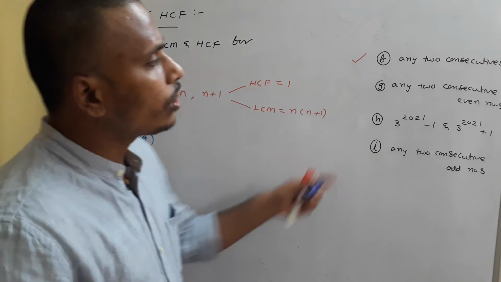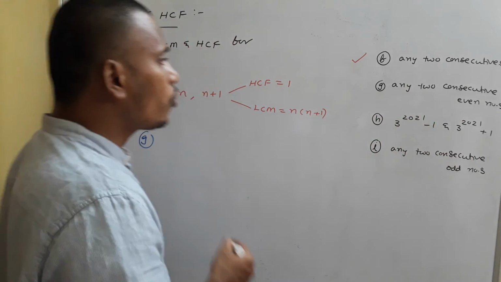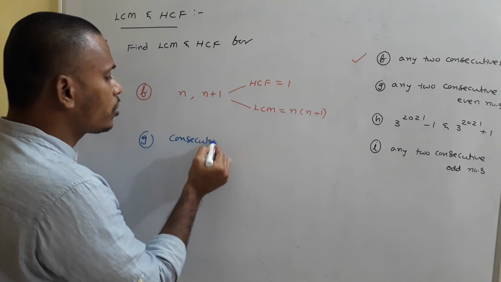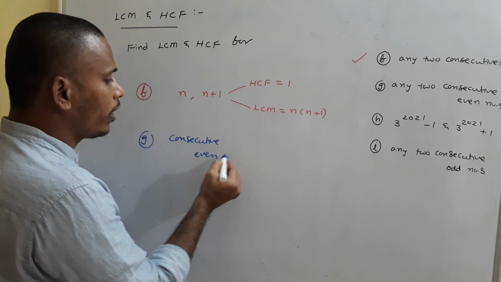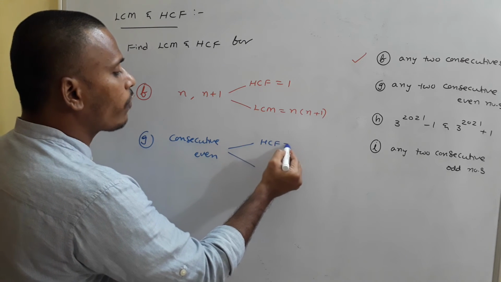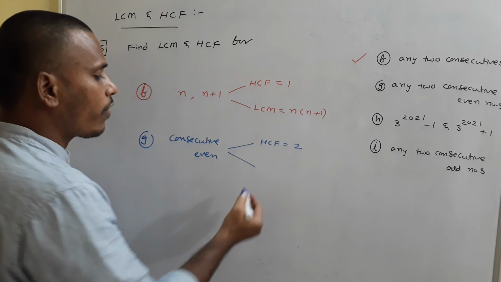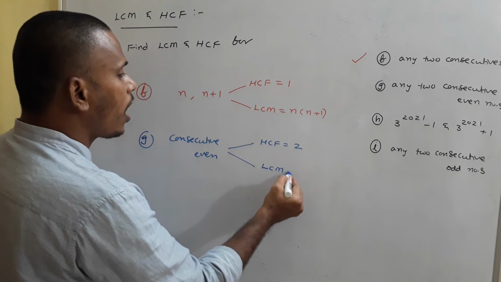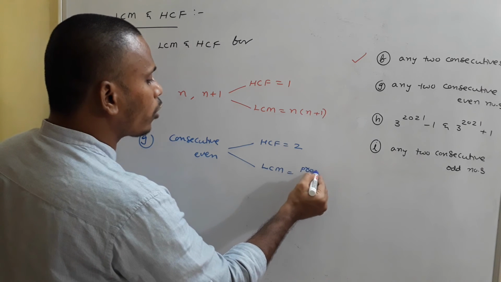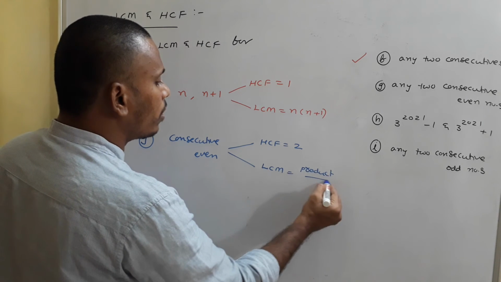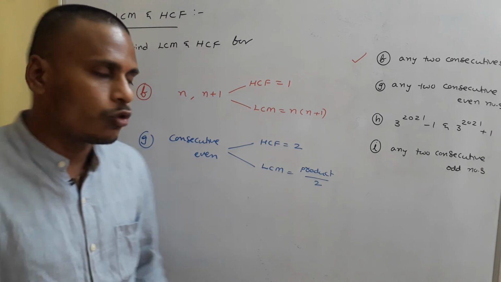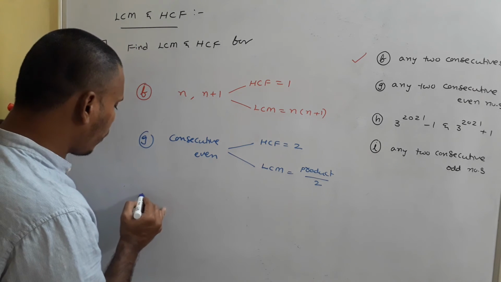Next thing, part F. Any two consecutive even numbers. See, consecutive evens. You just take an even number and its consecutive even, meaning the immediate next even number. Since, as we are saying, they are even, for sure the common factor is 2. So the highest common factor is 2 since they are consecutive. And if you wish to find the LCM, then that LCM is simply the product of those two consecutive even numbers divided by 2. Okay, for consecutive evens HCF is 2, whereas LCM is the product divided by 2.